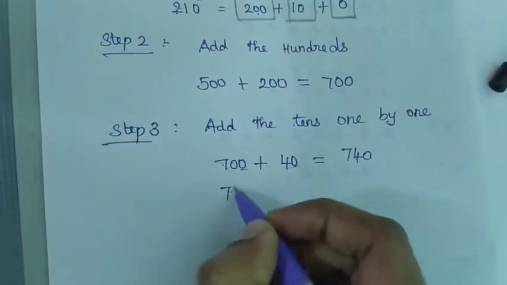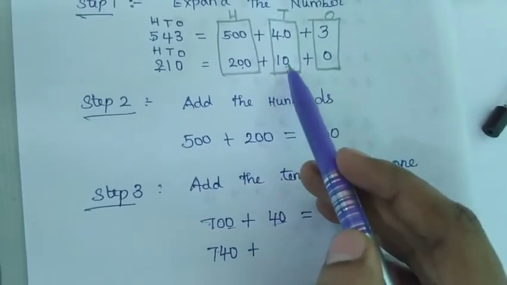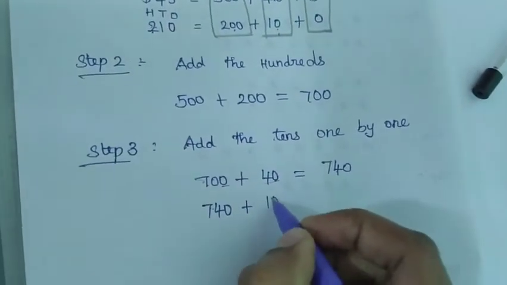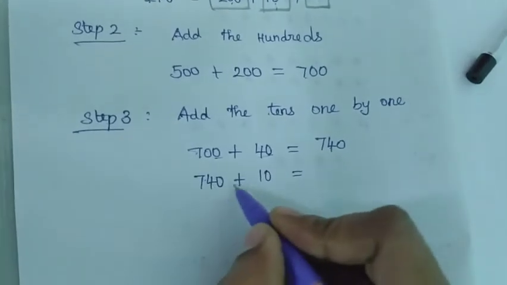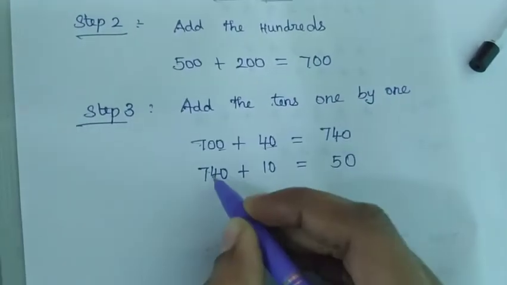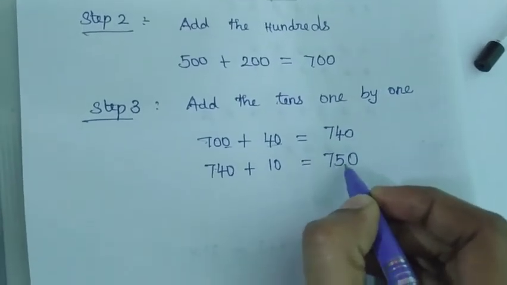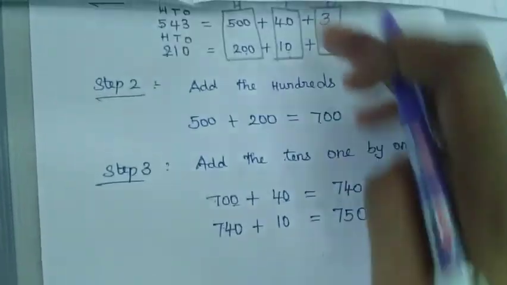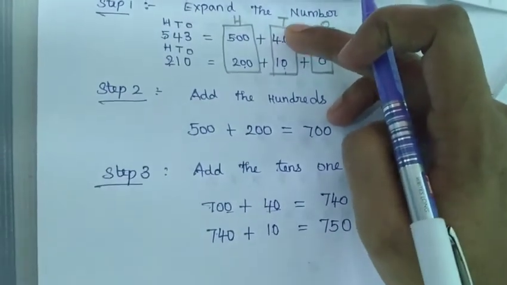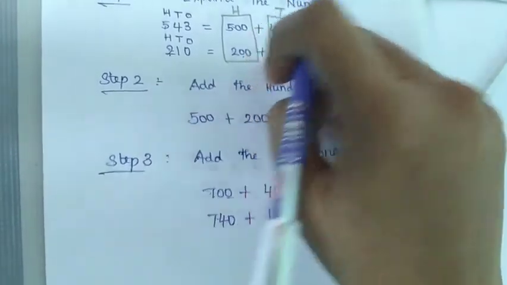Now write 740 and write the other tens. What is the other tens? 10. So 10 equal to. 0 plus 0, 0. 4 plus 1, 5. 7, here there is no number, so put 7 itself. So 750. Now we completed adding the tens, isn't it?